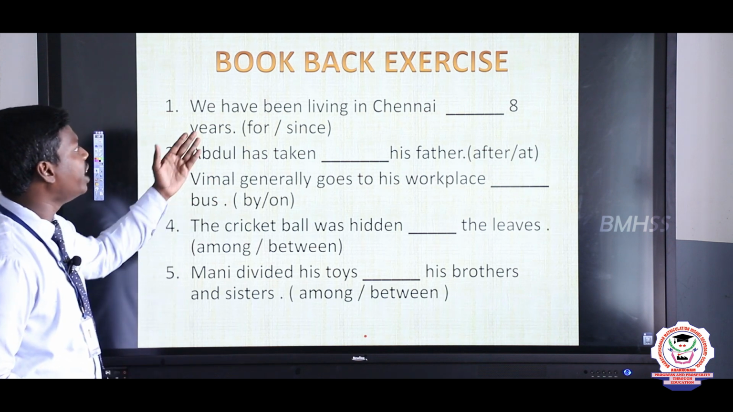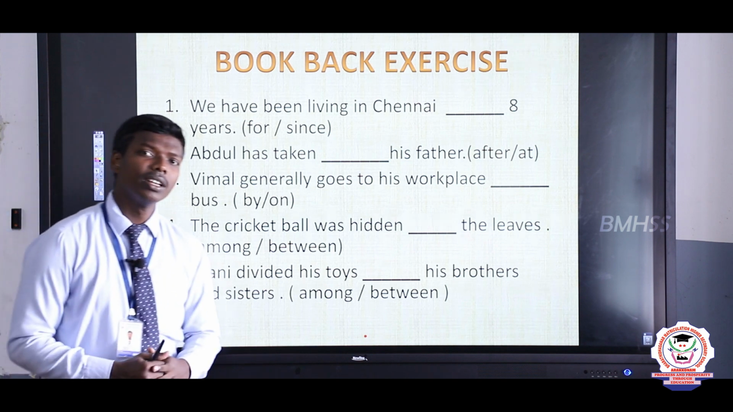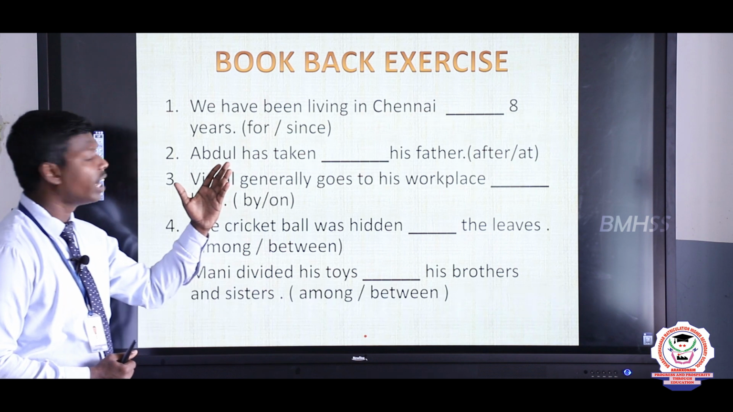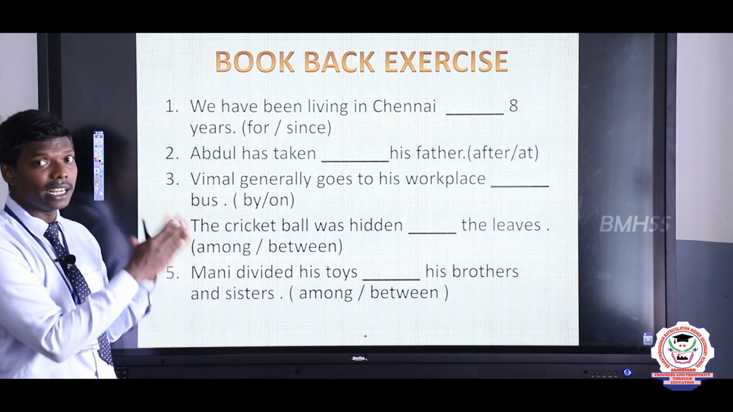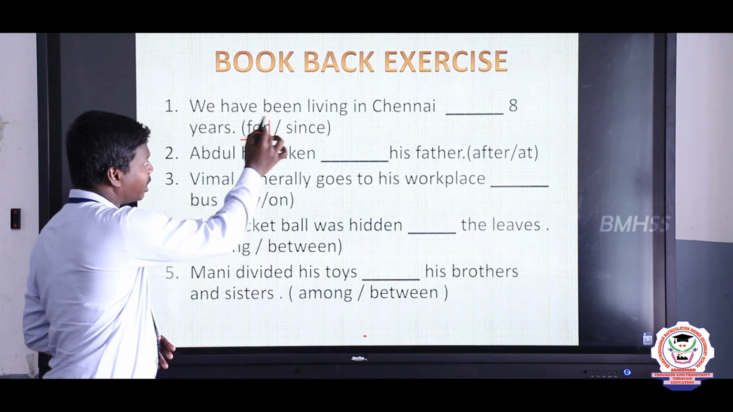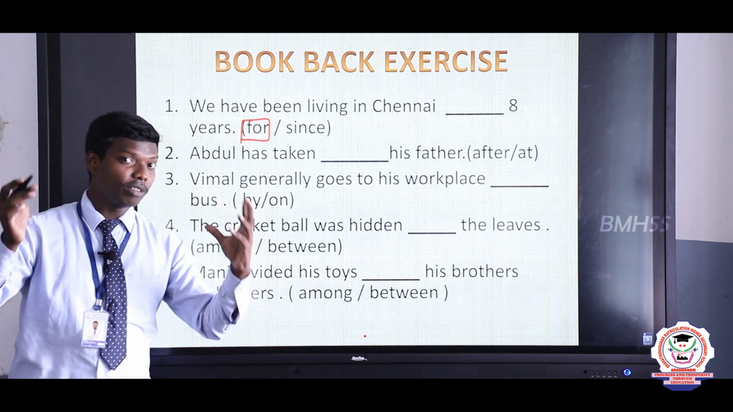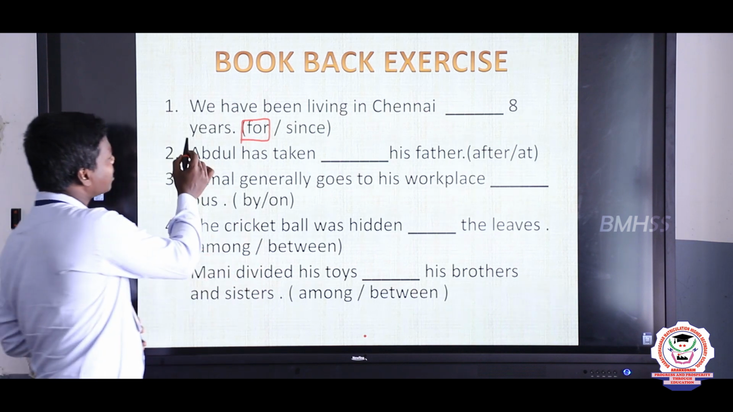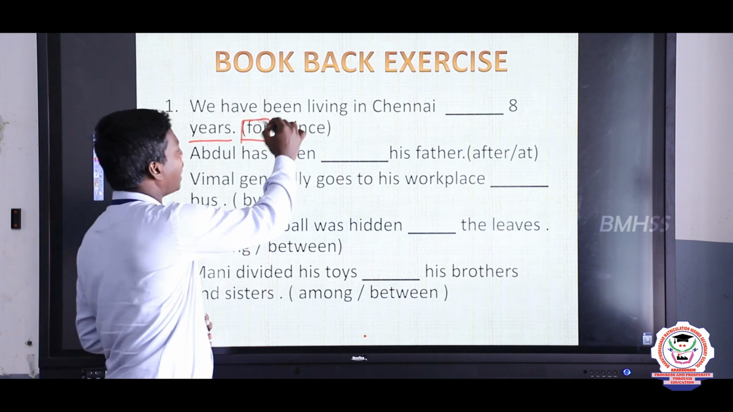For example, the sentence: we have been living in Chennai dash years. What is the answer? Come on, Soundarraj, you tell me. I told you already, we have seen the difference between since and for, in the slideshow. Dear students, for is a preposition. We use it when we talk about a period or duration of time. So years refers to the duration. So for is the answer.